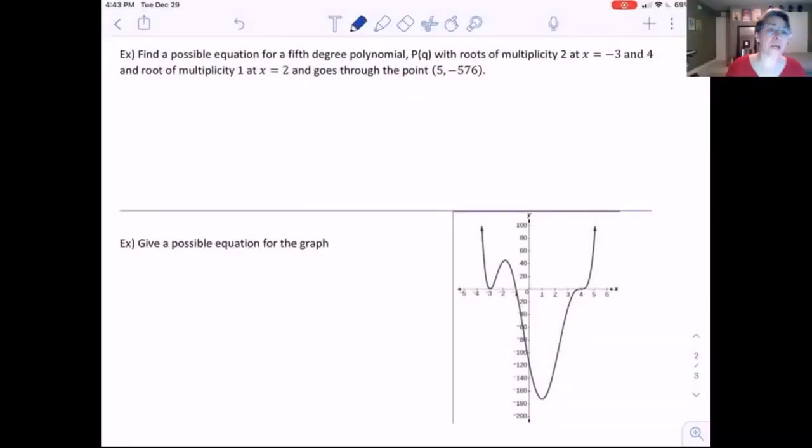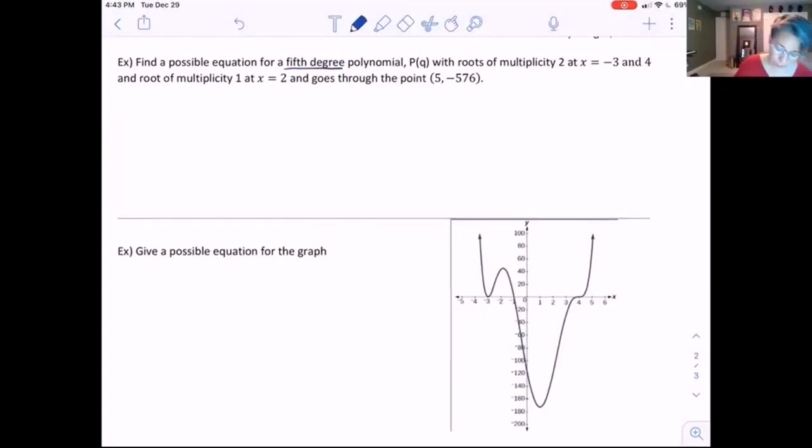Now we're asked to find a possible equation for a 5th degree polynomial. So that's important. We know how many x's are going to be multiplied, where we have roots of multiplicity 2 here and multiplicity 1 here at x equals 2. And then it goes through the point 5, -576. So 5th degree polynomial.